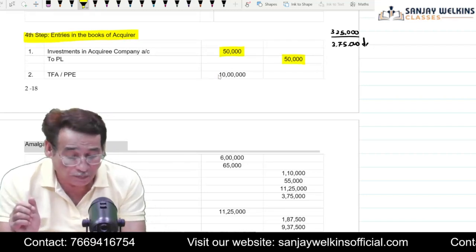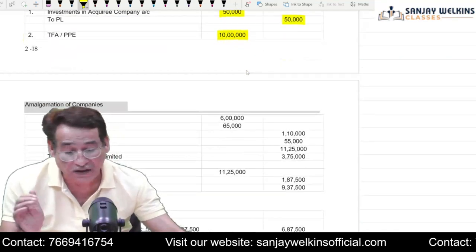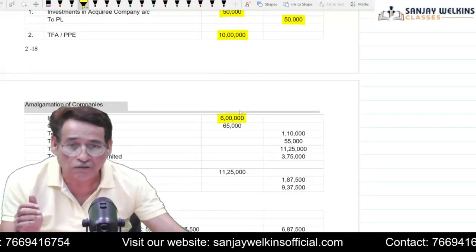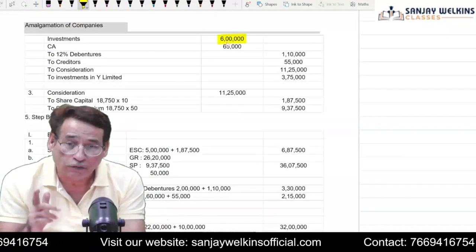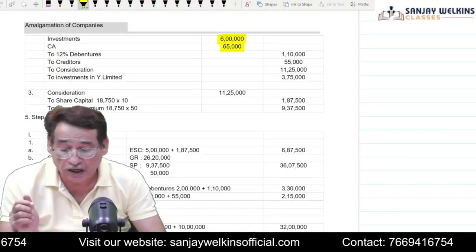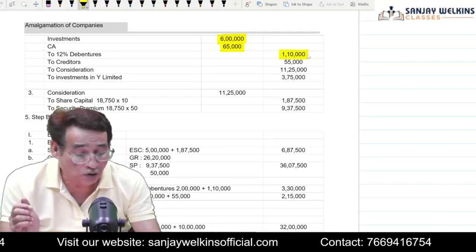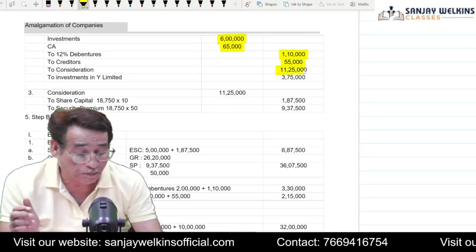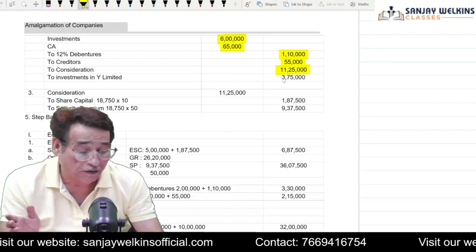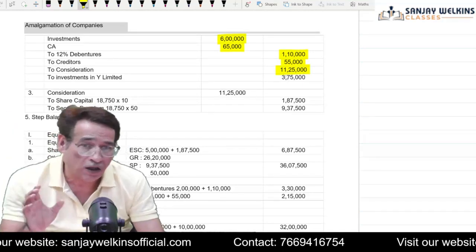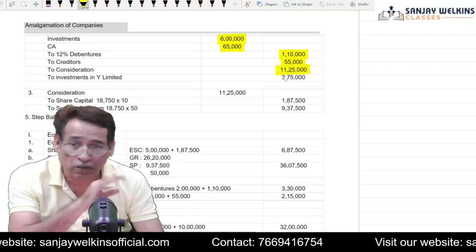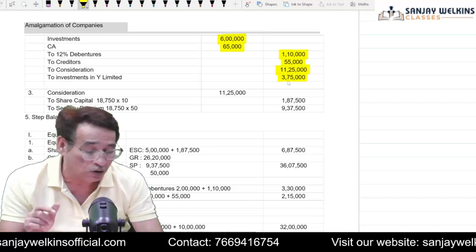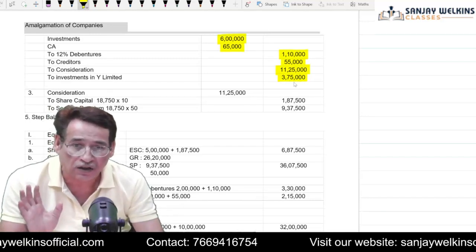Now, how to pass the entry for assets taken over? I will take assets taken over. Now I will write here their investment. We are taking over their investment, 6 lakh, and the value of their investment is 6 lakh. 65,000 current assets, correct? We are taking over the liability of acquiree company. And as you know, the consideration amount is 11,25,000. And as you know, under business combination, I told you that previously held investment must be cancelled. So previously held investment now has gone up to 375. So you will cancel them here, 375. Is it clear to you?